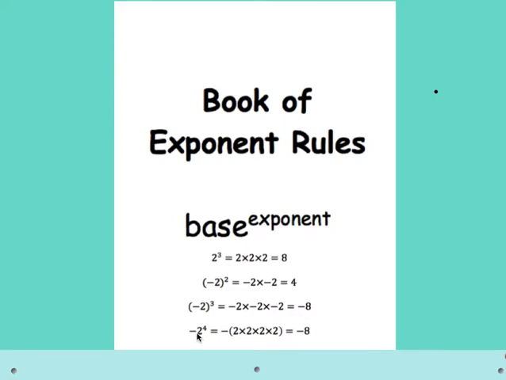Now the last rule is if there are no parentheses, and this is what gets you guys sometimes mixed up when you're using your calculators. Negative 2 to the fourth. What this means is 2 to the fourth, which is not 8. That's a typo. That should be 16. And the negative in front means we multiply by a negative. So this should be a negative 16, not a negative 8.